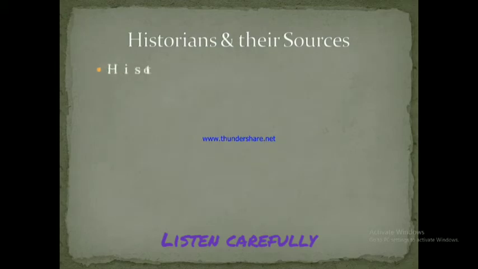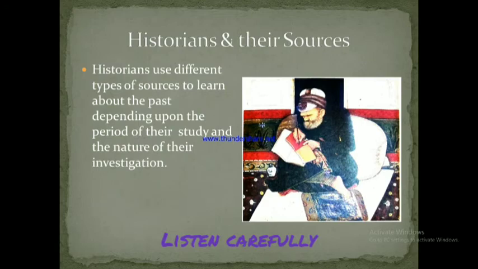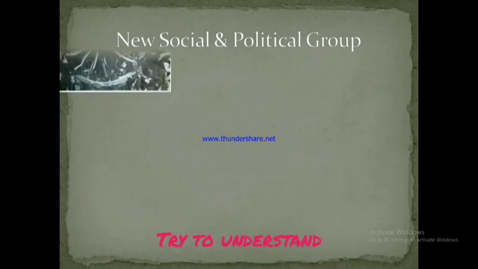Next is historians and their sources. Where do historians get the sources to write these kinds of stories? Historians use different types of sources to learn about the past, depending upon the period of their studies and the nature of their investigation. Based on the nature of the investigation, historians collect their sources, and according to those sources only they are able to prepare their records.